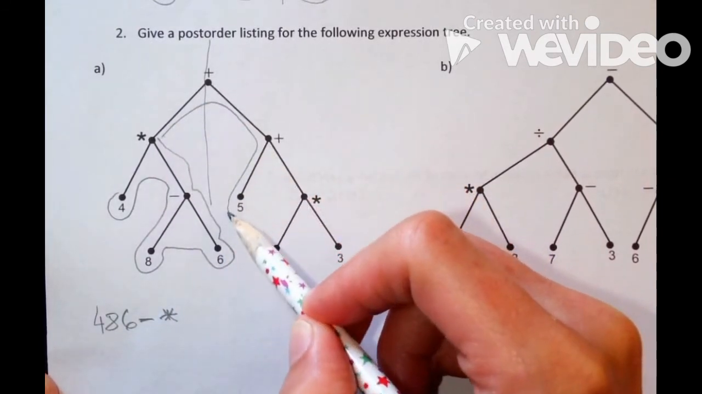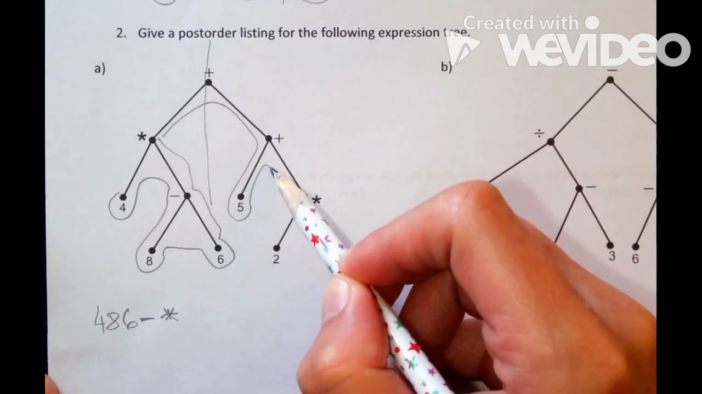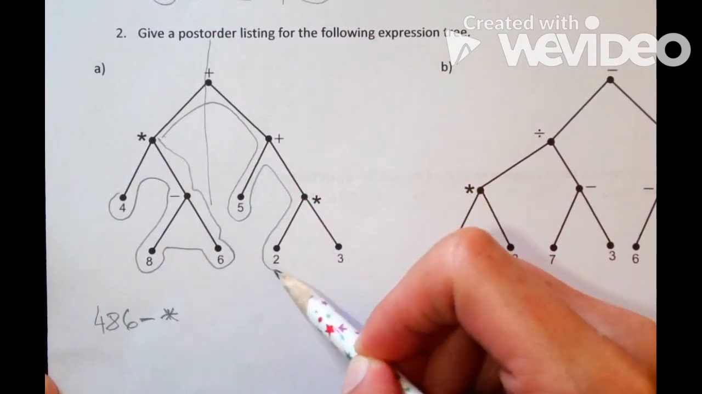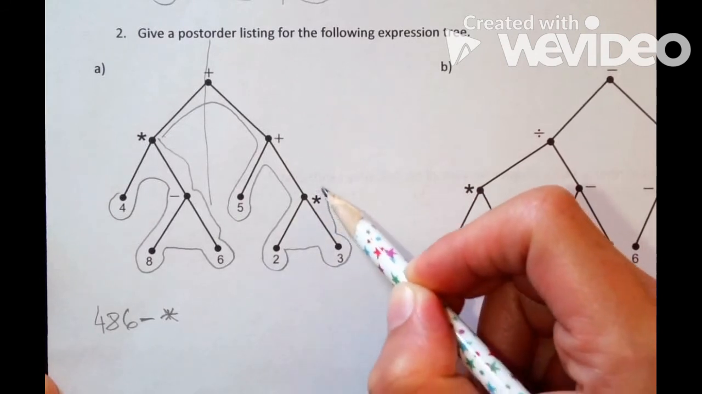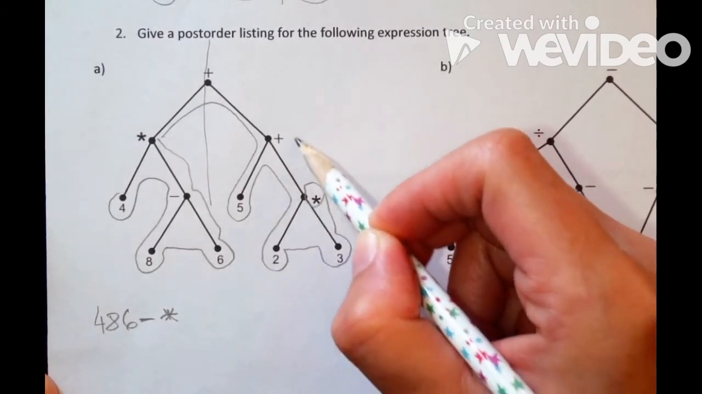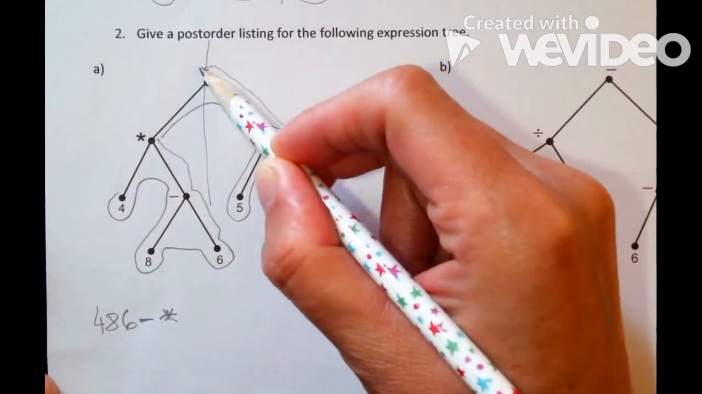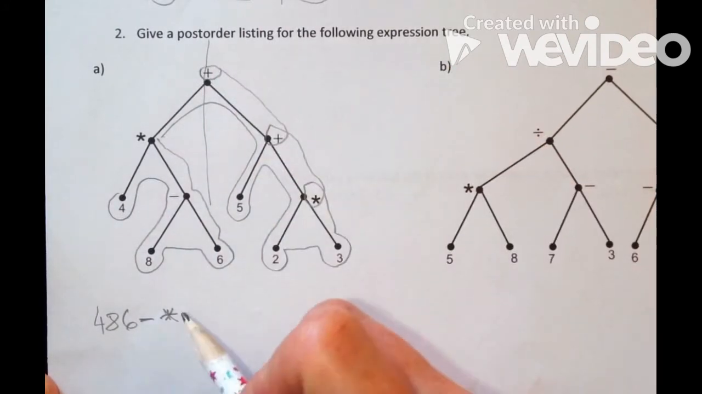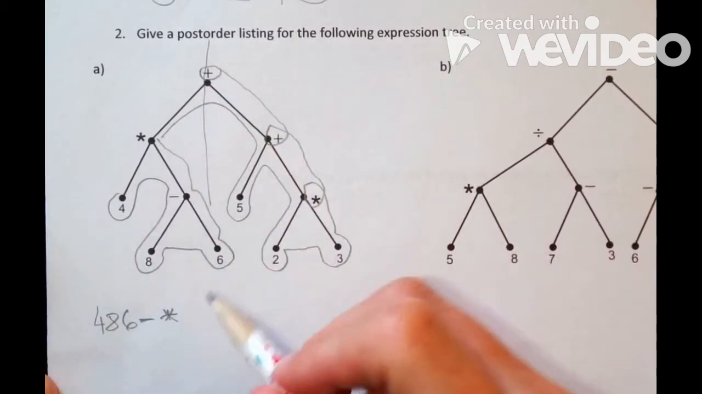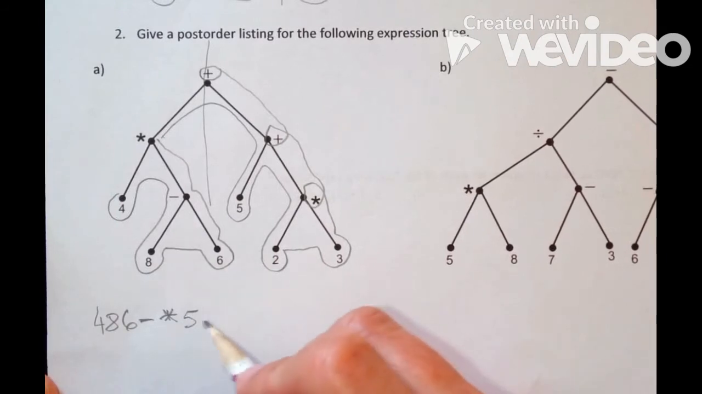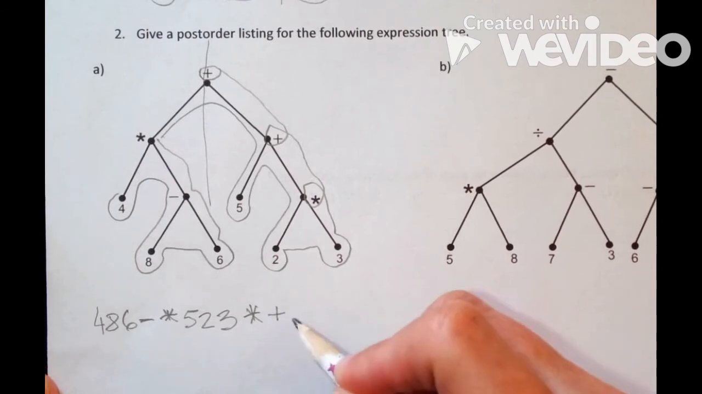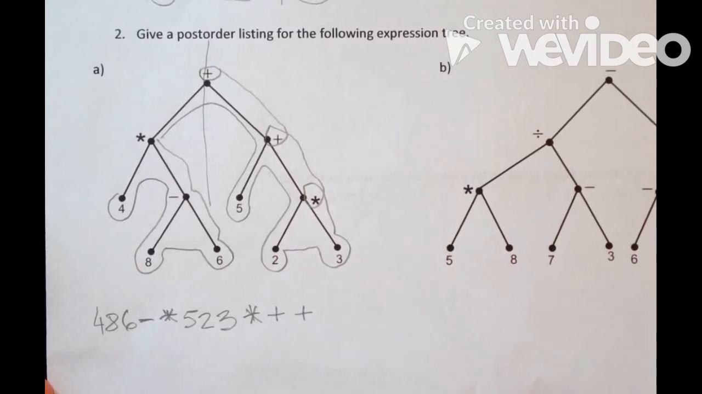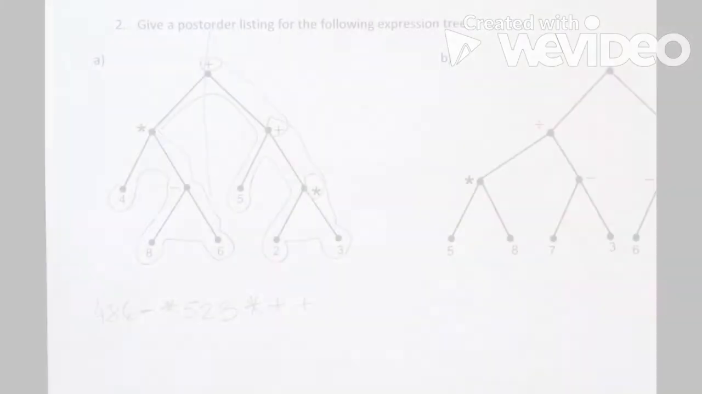This is the left child. You can't read the right child yet. This is the left child, right child, operation, operation, and the root. So on the right side, we're going to have 5, 2, 3, multiplication, addition, and addition. This is the postorder for this binary tree.